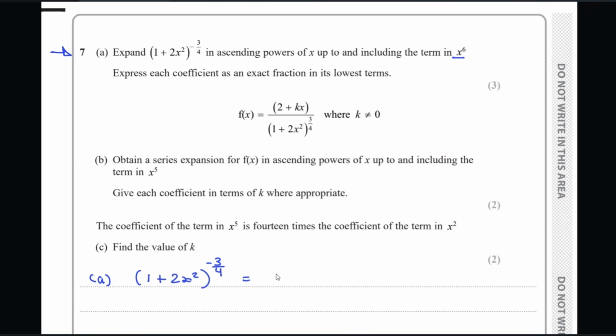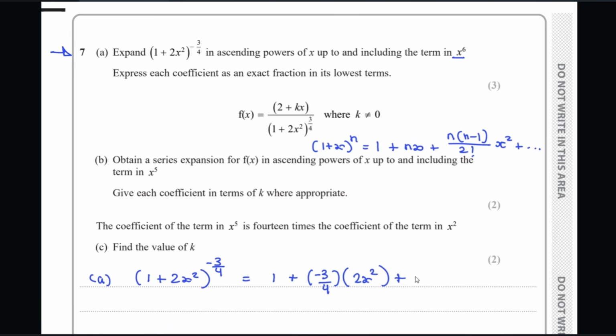So the 0th term is just going to be 1, plus n times x. n is -3/4, and x here, the second term within the bracket, is 2x². So -3/4 times 2x². This is the first term. Let me rewrite the formula here. If we have (1 + x)^n, the 0th term is 1, the first term is n times x, the second term is n(n - 1) divided by 2 factorial times x², and this continues. So we have written it till the first term.